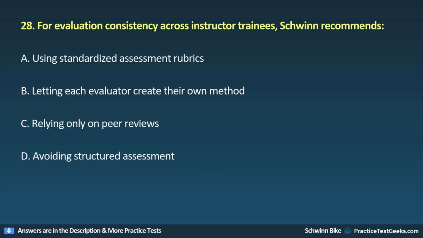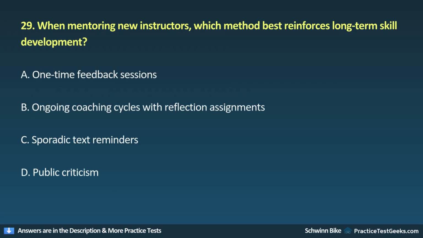28. For evaluation consistency across instructor trainees, Schwinn recommends A. Using standardized assessment rubrics, B. Letting each evaluator create their own method, C. Relying only on peer reviews, D. Avoiding structured assessment.